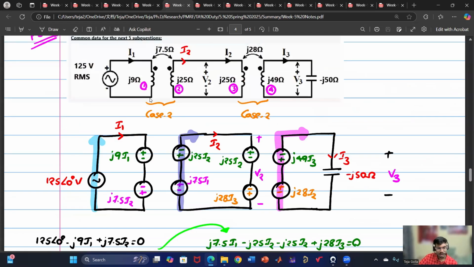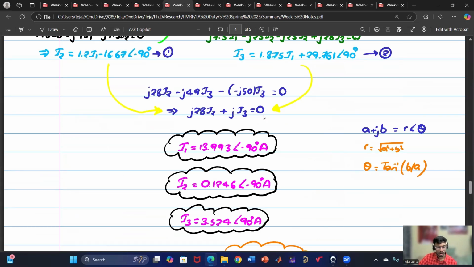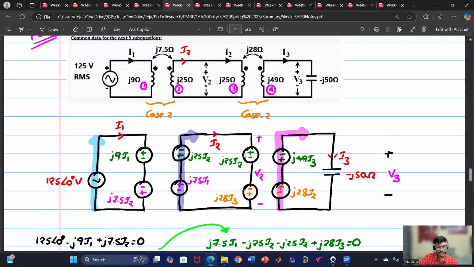Similarly, here we have one mutual inductance, and here also one mutual inductance. Here, if you see, it is falling under case 2. Here also it is falling under case 2. So first I have drawn self-inductance, then the mutual inductance will be opposite. Once you do this, I have to apply KVL here, KVL here, KVL here. Then we have solved for I1, I2, and I3. The entire difficulty will be in drawing this diagram, so this is very crucial.